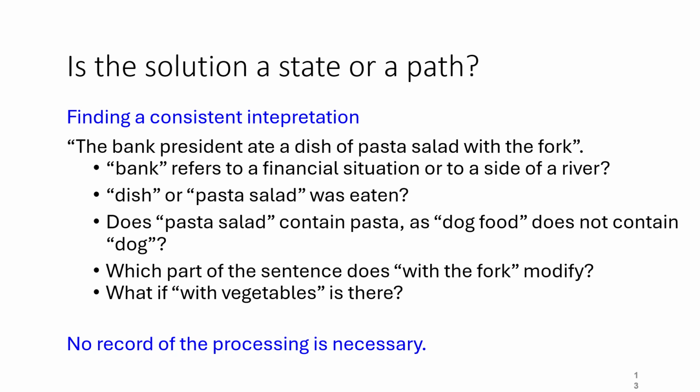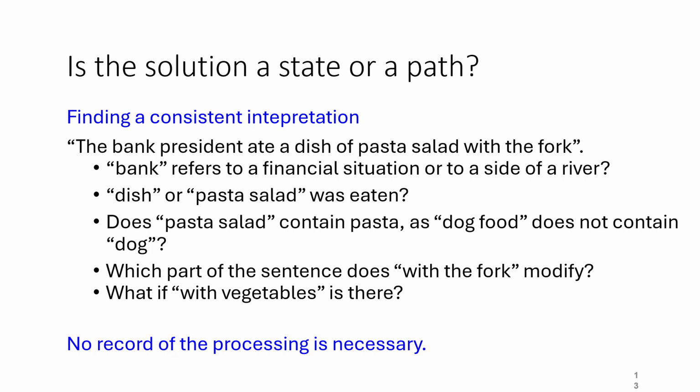This involves deciding: does bank mean financial institution or river bank? Is dish the plate or the food? Does pasta salad contain pasta? Does with the fork modify ate or pasta salad? And also, what if with the vegetable is added? Here the final answer is a single correct interpretation, and the system only needs to output the final meaning. The reasoning steps do not need to be stored.